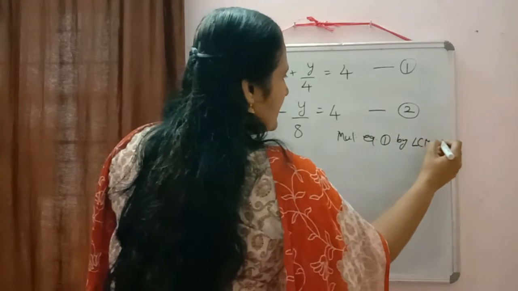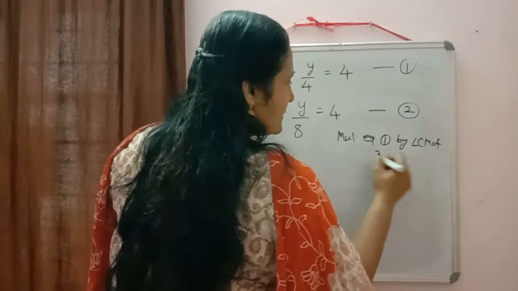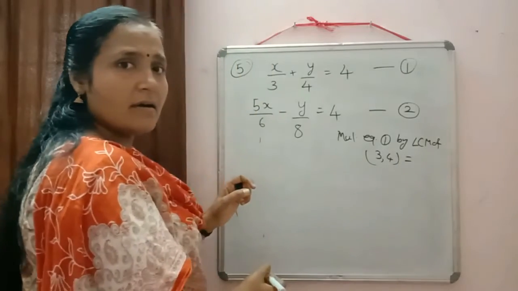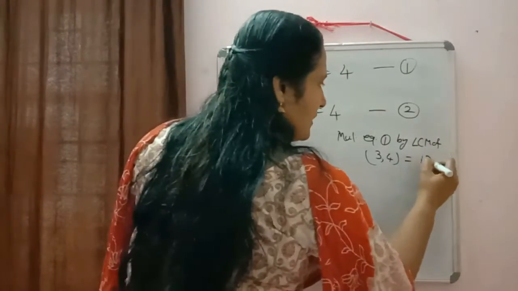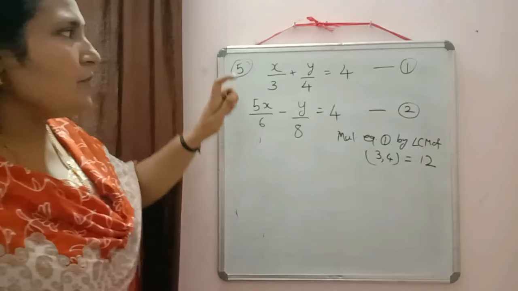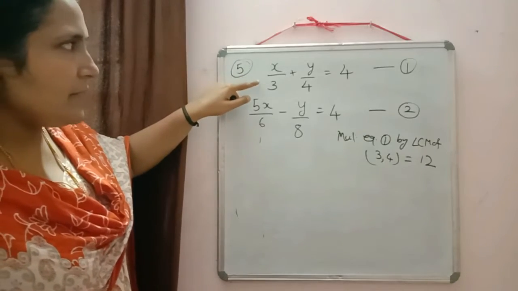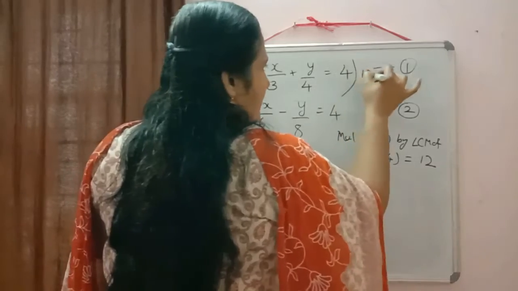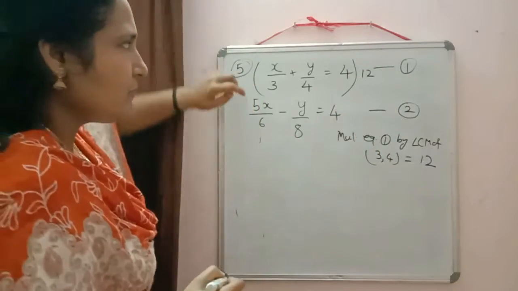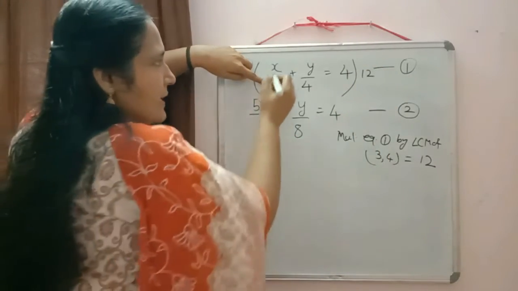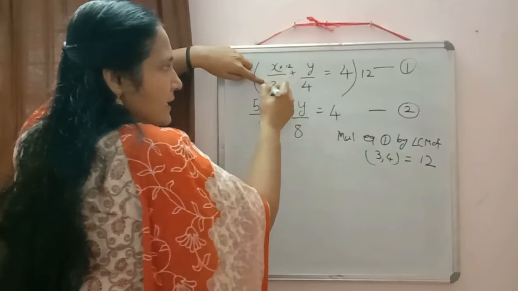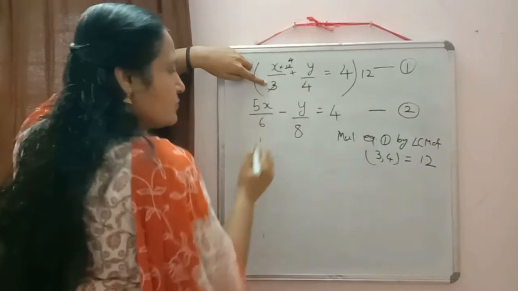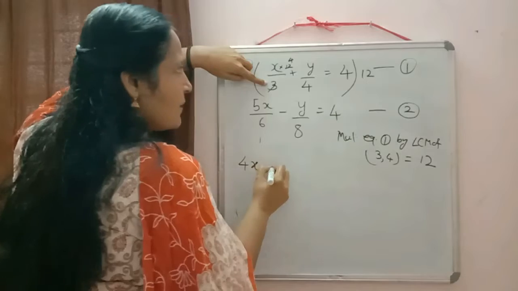the LCM of 3 and 4. And what is the LCM of 3 and 4? Yes, LCM is equal to 12. Then what are we going to do? We are going to multiply equation 1 by 12. So just to check what will come: x by 3 will get multiplied by 12. Then here 3 4s are 12. So remaining, it will be equal to 4x.